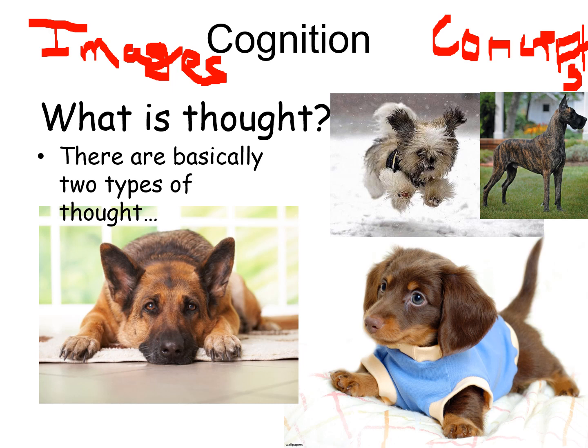Okay, so you have images and concepts. Images, real simple, real cut and dry. These are pictures in your mind. Whenever you're thinking about things, you often have these images pop up in your brain as you're trying to think about them. Now, on the other hand, we have things that are known as concepts.